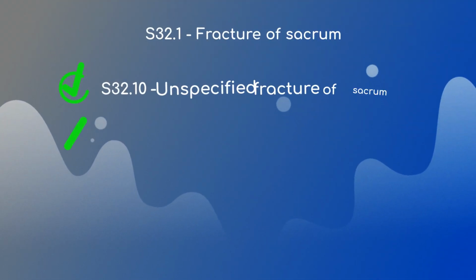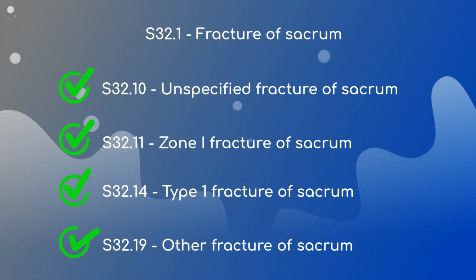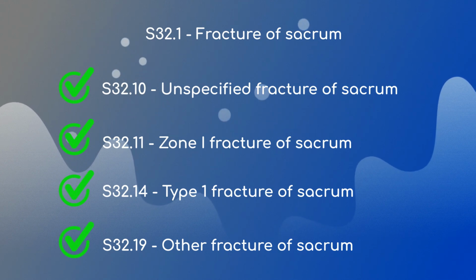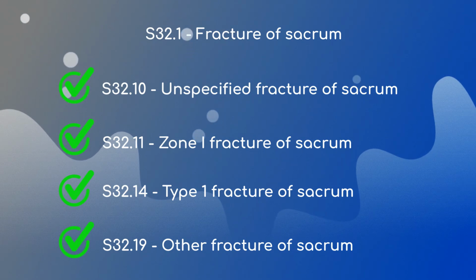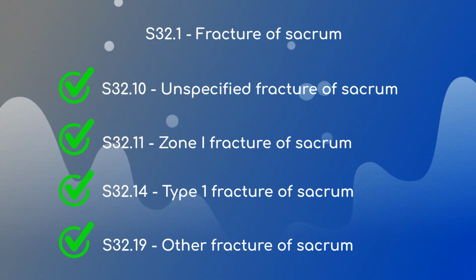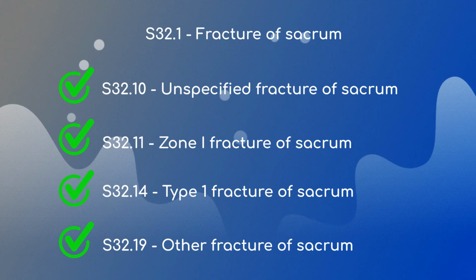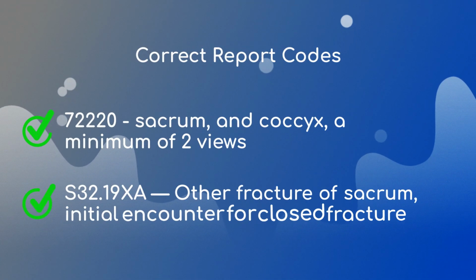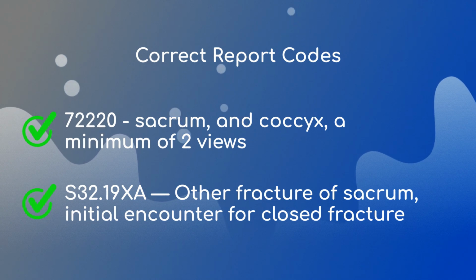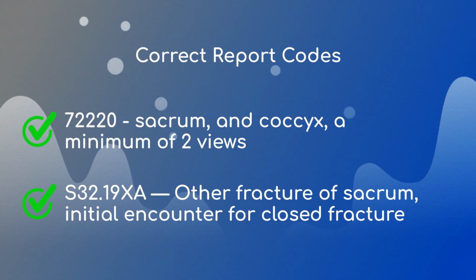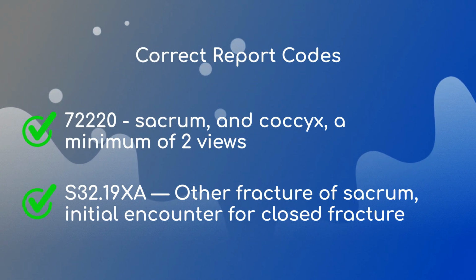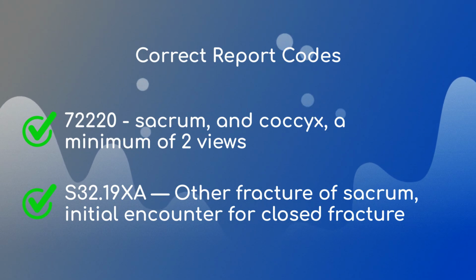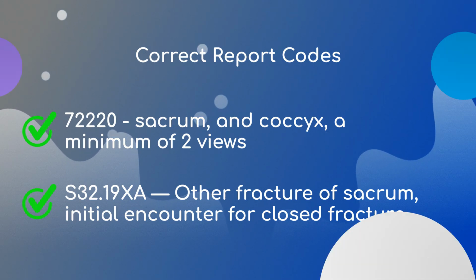This ICD-10 code is designed for fractures of the sacrum with specific location described but not matching zone or type criteria. Clear, generalized documentation, such as inferior sacrum, qualifies for this code instead of using the unspecified code. The correct codes for this report are 72220, radiologic examination, sacrum and coccyx, a minimum of 2 views, and S32.19XA, other fracture of sacrum, initial encounter for closed fracture.